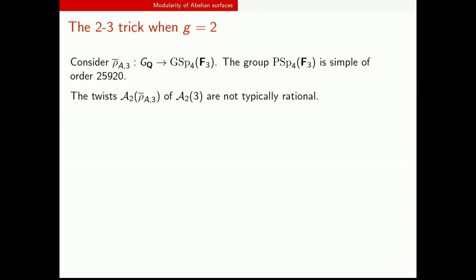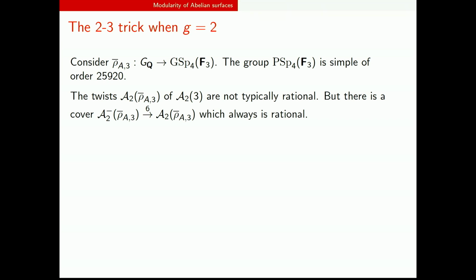So you could take the moduli space of abelian surfaces with level 3 structure, and then take this twist where they all have the same mod 3 representation as your original A. It turns out that that's not rational over Q, but very fortuitously, it has a degree 6 cover that is always rational. Right? So it's unirational. This is a very large cover. And so what is this degree 6 cover?